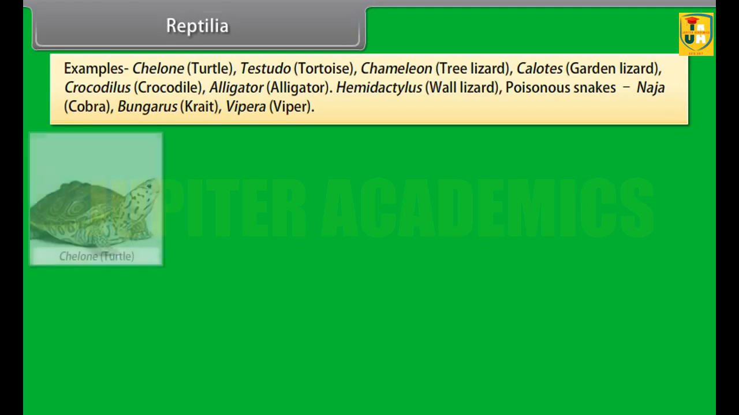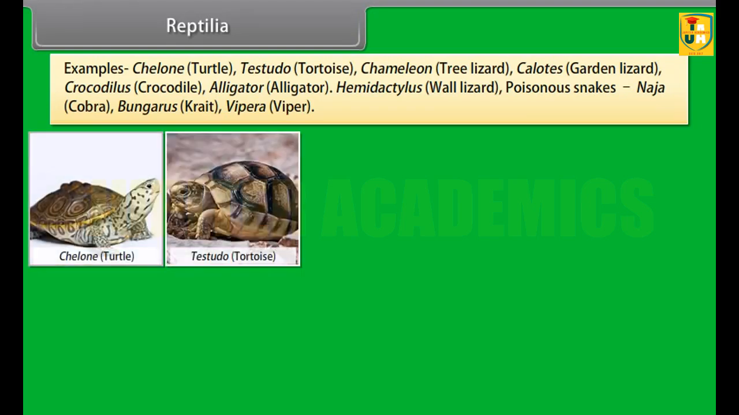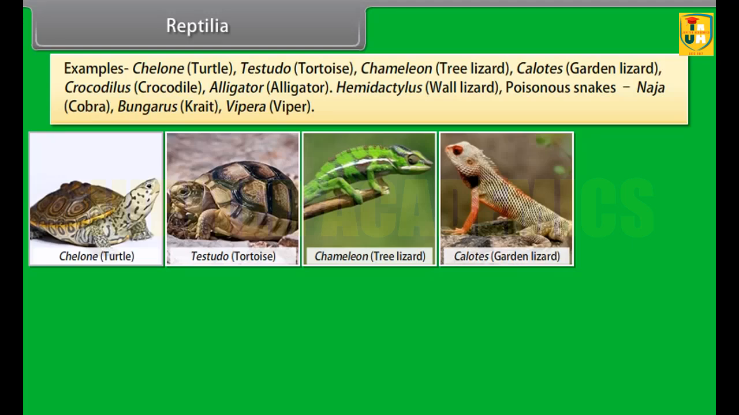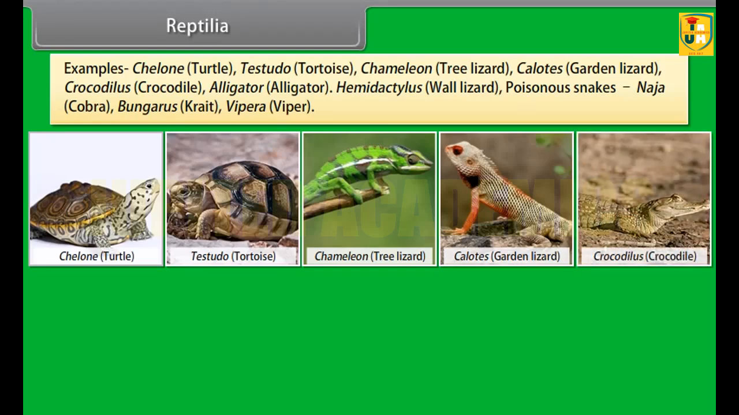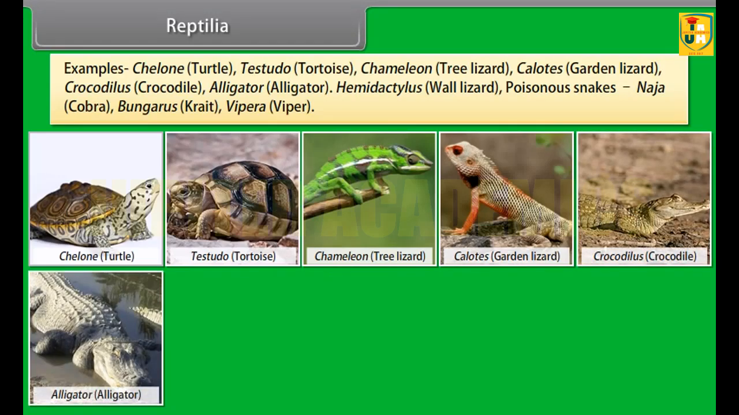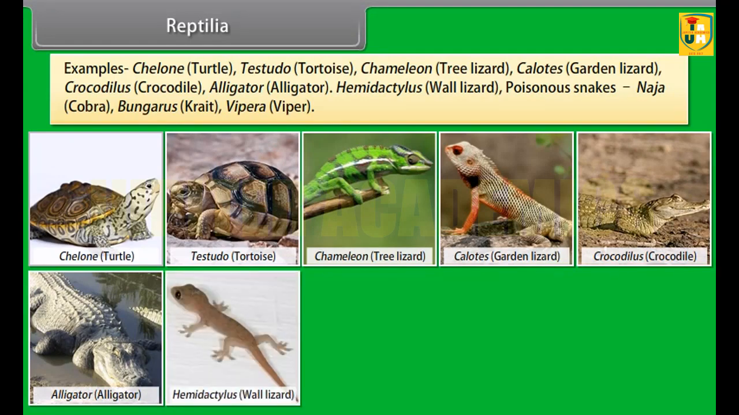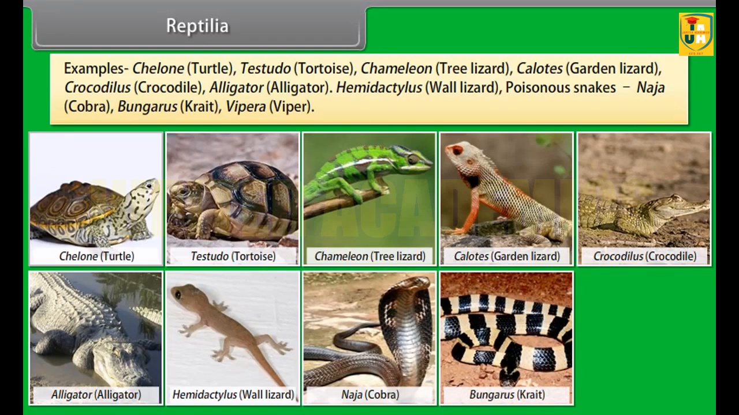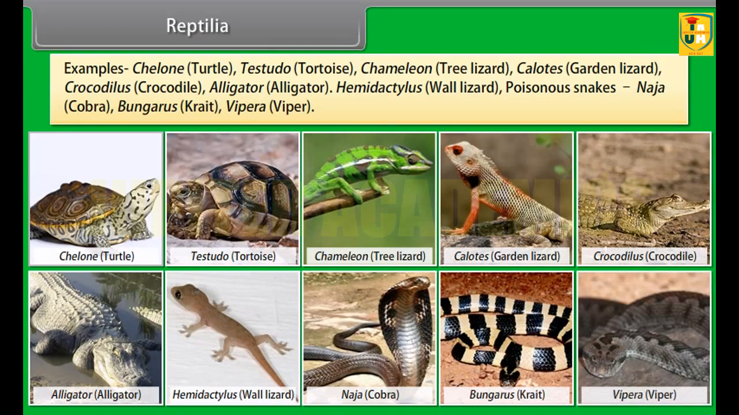Examples: Chelone, turtle; Testudo, tortoise; Chamaeleon, chameleon; tree lizard; Calotes, garden lizard; Crocodilus, crocodile; alligator; Hemidactylus, wall lizard; poisonous snakes: Naja, cobra; Bungarus, krait; Vipera, viper.